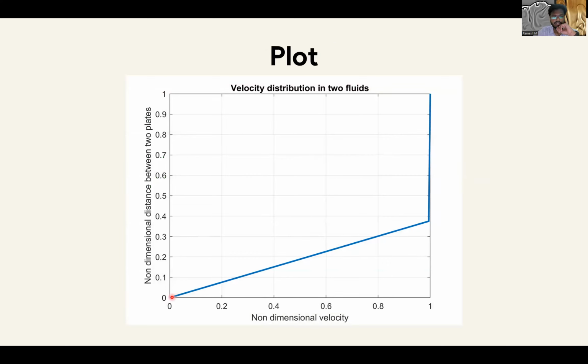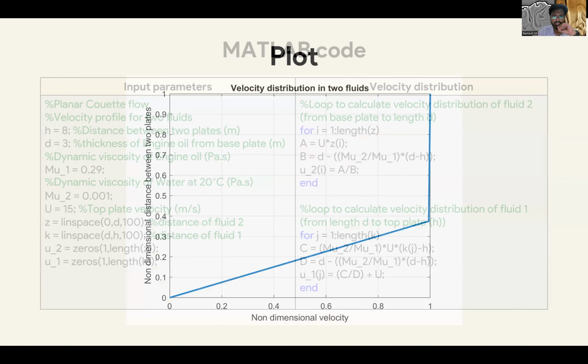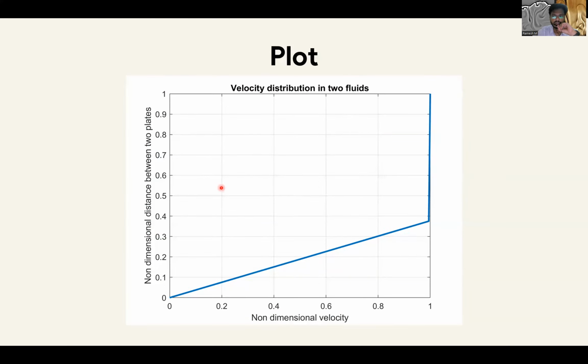This velocity plot is also non-dimensionalized with the value of Umax. As you can see, this is the fluid one's velocity profile, and this is the velocity profile of fluid two. The maximum velocity is here, as the fluid particle is in contact with the moving plate. This appears like a straight line because of the mu values. Again, when we play with these mu values, we can get a velocity profile accordingly.